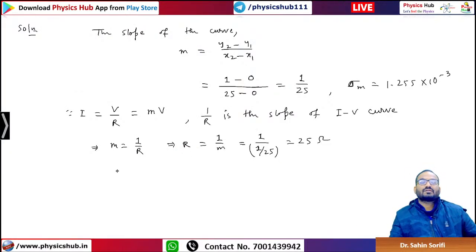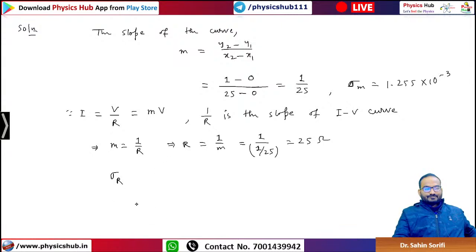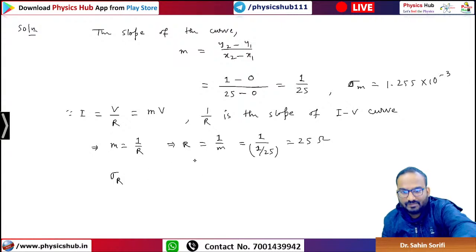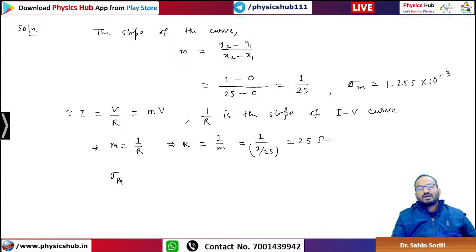Now we need to calculate sigma R. What is sigma R? R is equal to V by I if we take. What is sigma R? You can use this relation only. R is equal to 1 by m. What is sigma R? So it is del R by del m square, sigma m square. Can you write it?